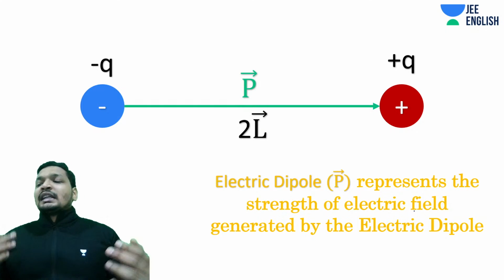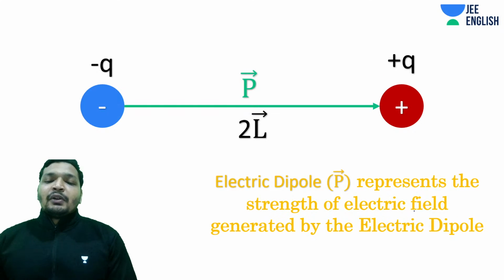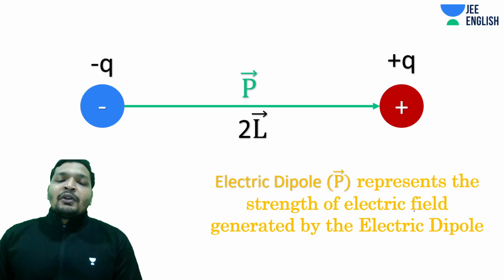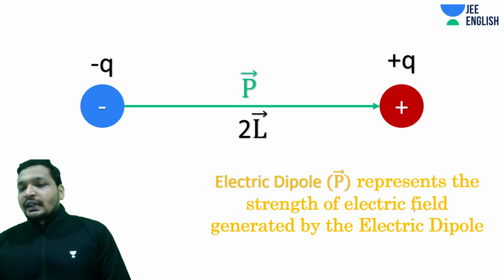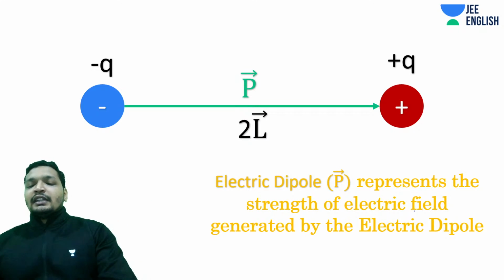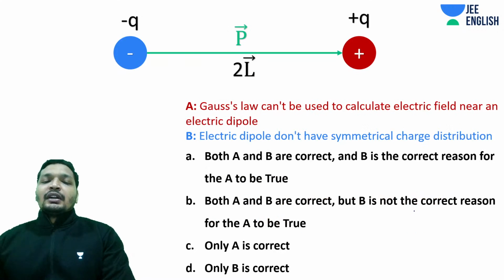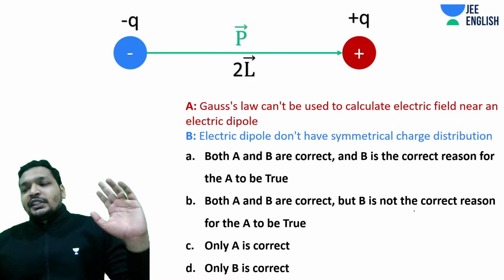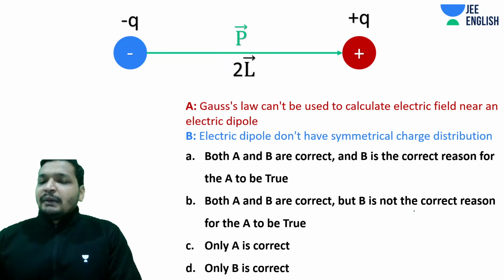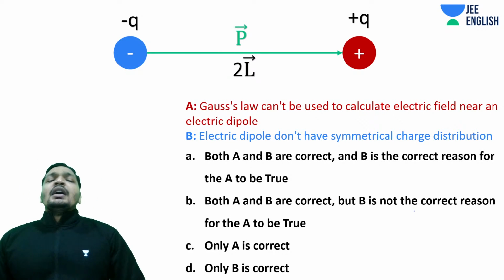And what was the significance of defining dipole moment? The electric dipole moment represents the strength of the electric field generated by the electric dipole. The strength of the electric field is denoted by the electric dipole moment. So if you remember this question, we discussed it yesterday. You can watch the complete lecture and maybe fast forward to the end and watch them.